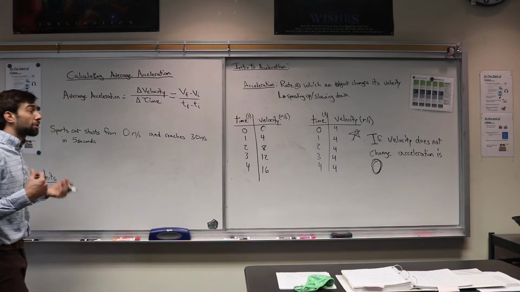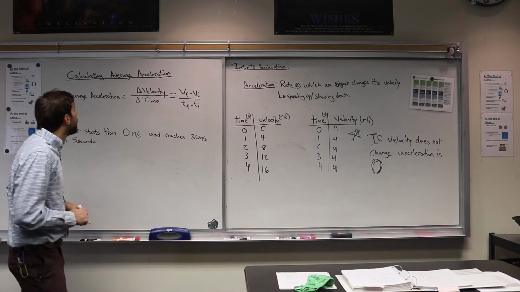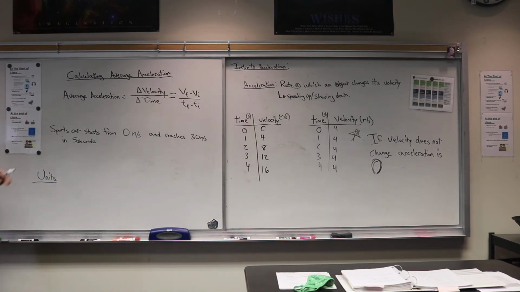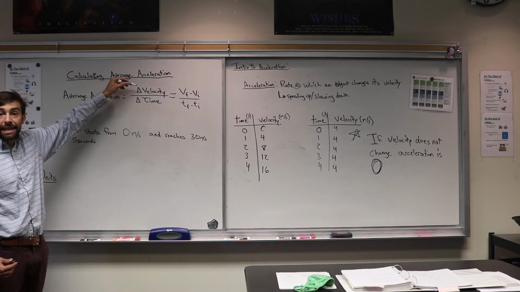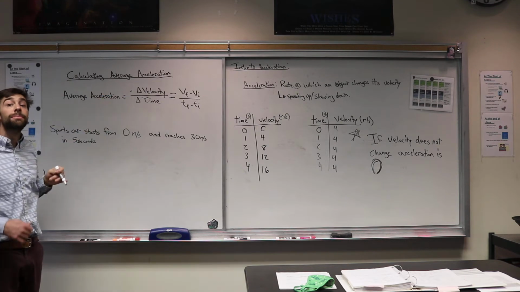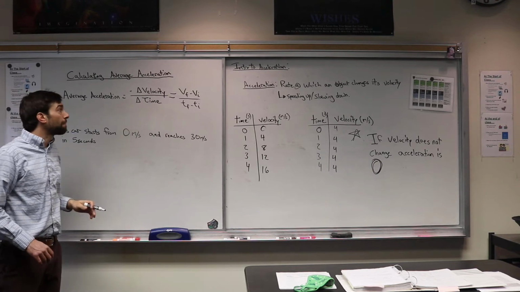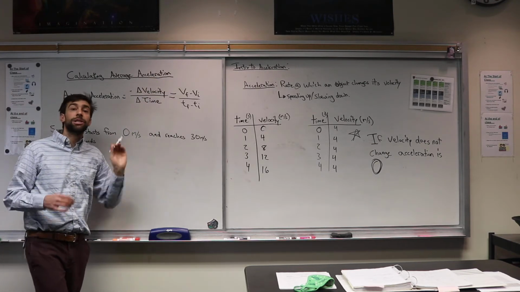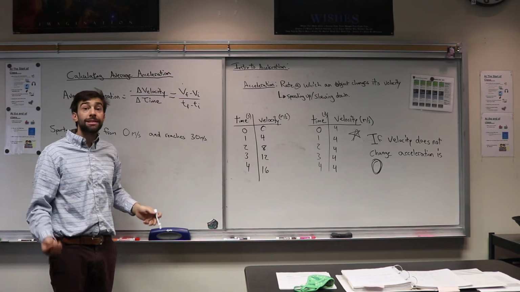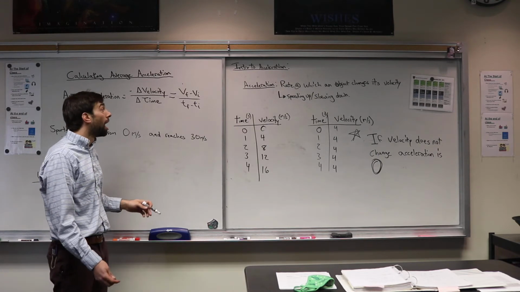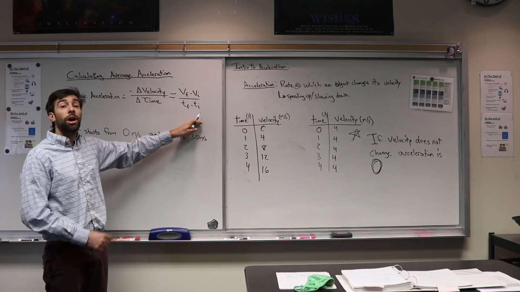Alright, let's move on and talk quickly about calculating the average acceleration of an object. Average acceleration is defined as our change in velocity. Remember, this triangle symbol just means change. So change in velocity divided by our change in time. If this is confusing, it just means our final velocity, what we end with, minus what we started with, our initial velocity, divided by our final time minus our initial time.